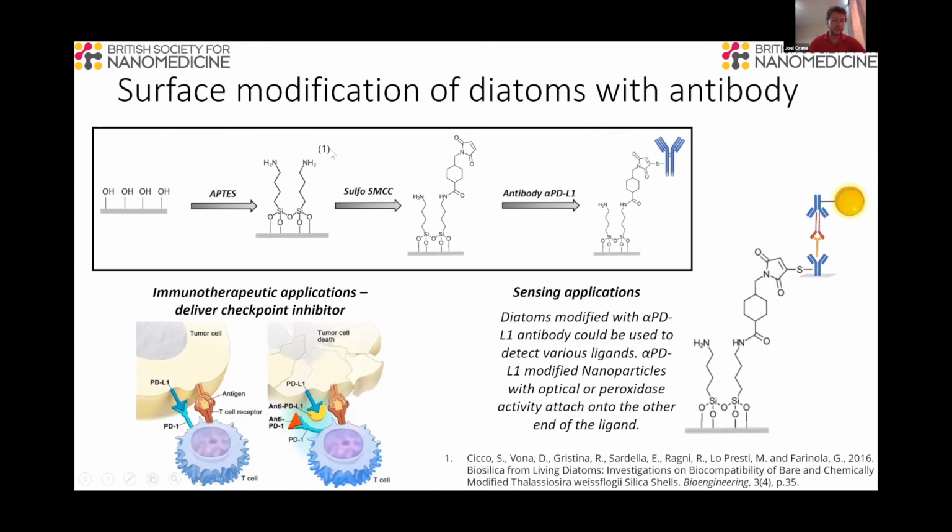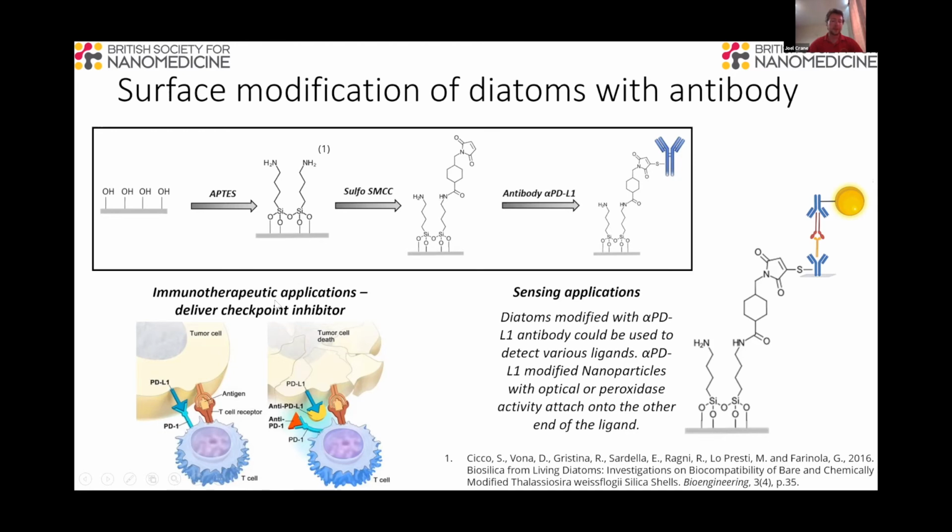So this surface modification here, we attached APTES to the surface of the diatom. This has already been published, so we carried this out and then took this further and attached sulfo-SMCC, which is a cross-linker, to the amino groups on the APTES. And then from there, we attached an antibody onto the cross-linker. We don't believe the antibody attachment has ever been carried out before. But surface modification of diatoms is currently well documented.